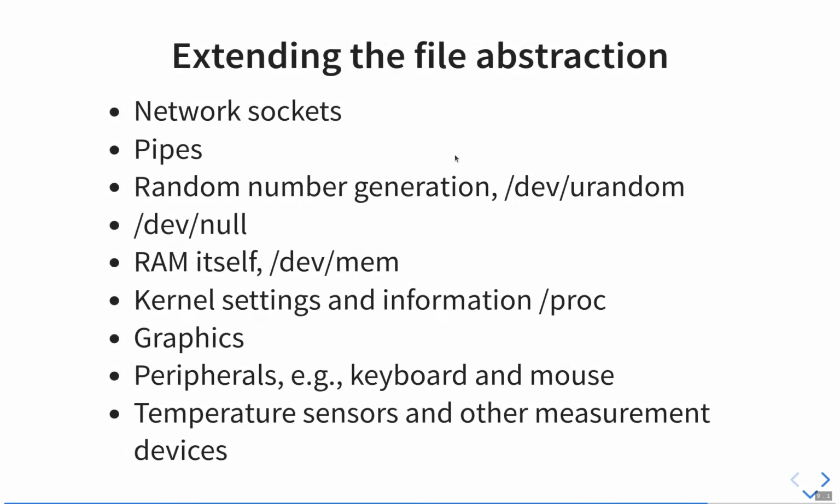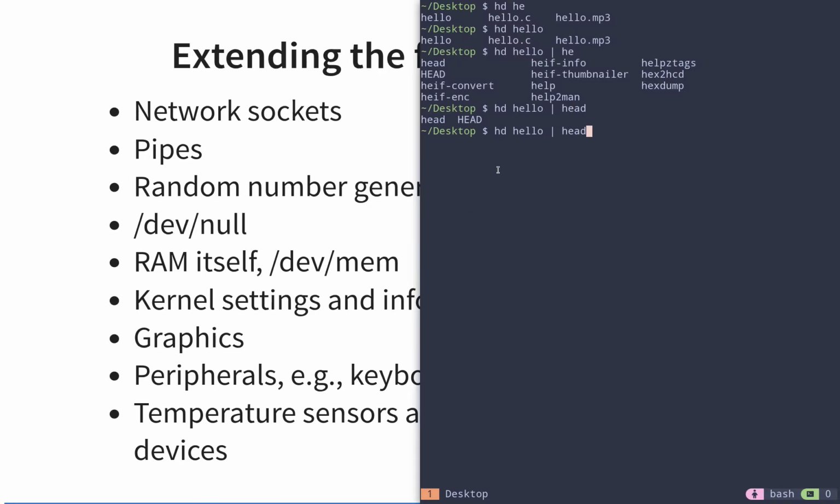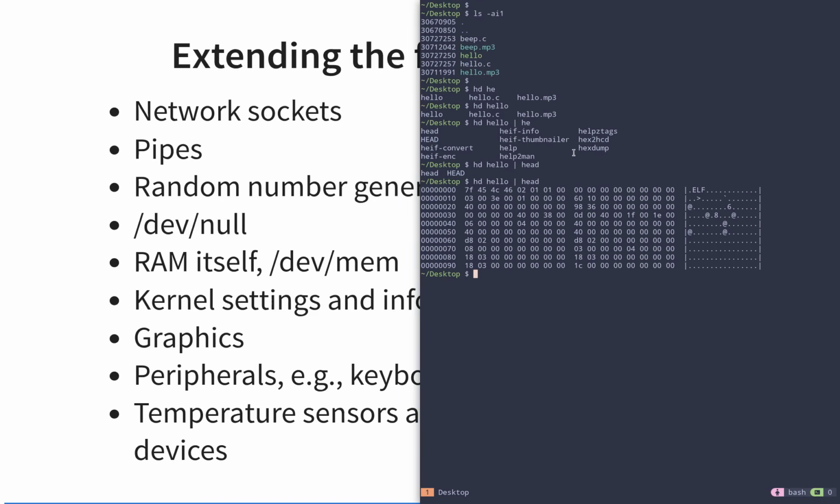So there's other ways you can use files: network sockets, pipes. For example, we saw earlier this pipe command, so I said hd hello, and then I piped it to head. This piped the output of hello, which is a byte sequence, to the input of the head command, and head would then read it and print out the first 15 lines or so of input.